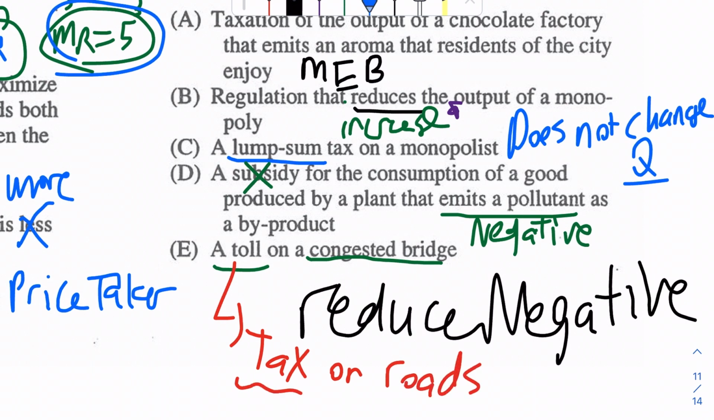So tax, negative externalities. E. 57 is E.